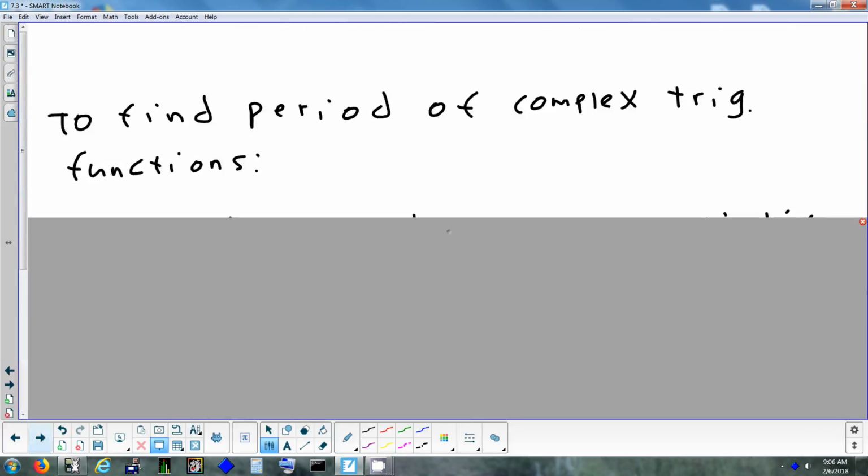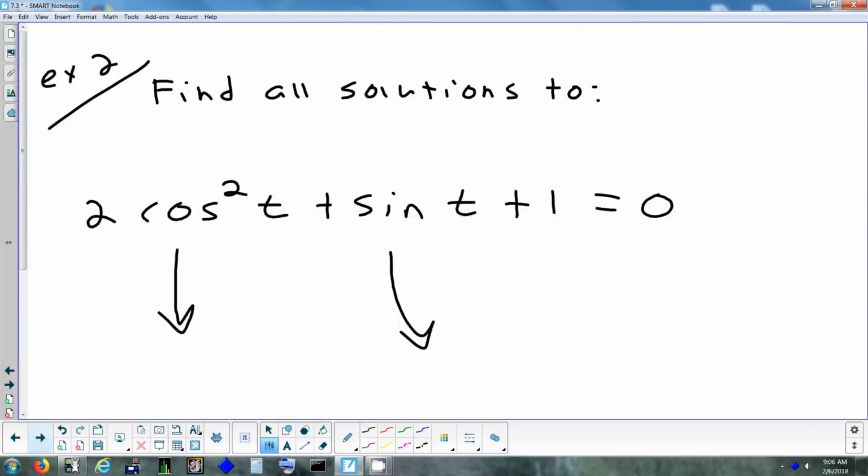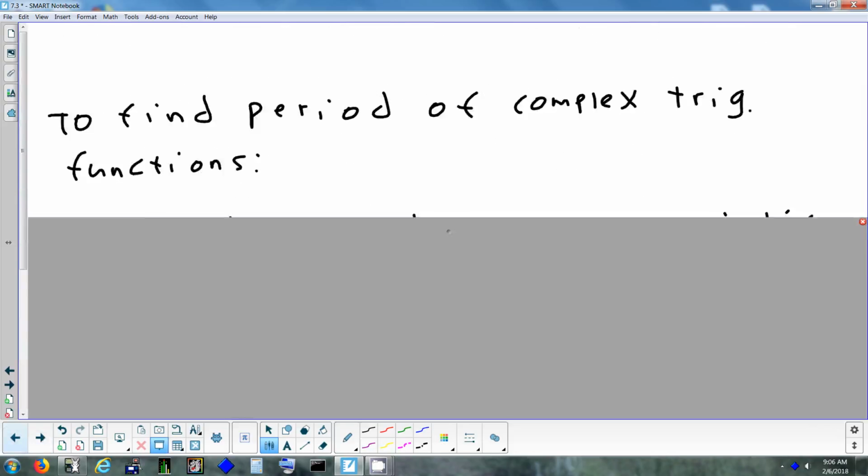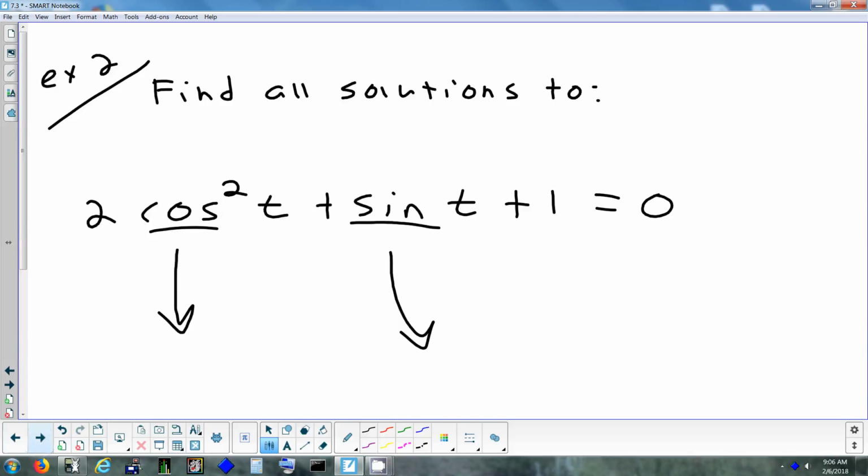So when we look at a problem like this, it's a little more complicated. Okay. This is periodic. How do I know that? It's got a cosine term and it's got a sine term in it. Those two things I underlined are going to cause repeating behavior in that equation. So how do you figure out the period of that entire thing? Cosine squared has a period. Sine has a period. But they might be different. So how do you take them both into account and find the period of that entire equation?